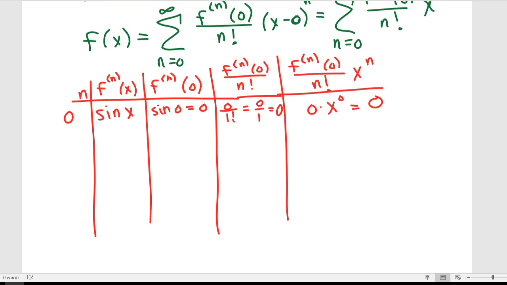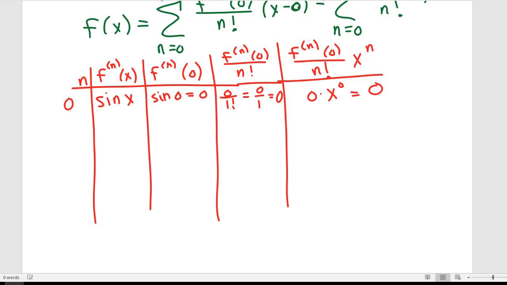And I'm going to repeat this process over and over and over again. Remember, I need every possible derivative. So I'm going to do the first derivative. The derivative of sine is cosine. And I know I'm moving a little fast here.